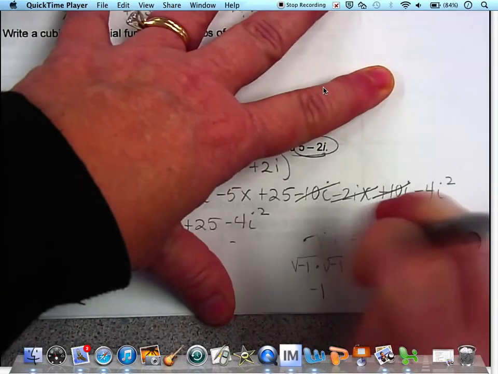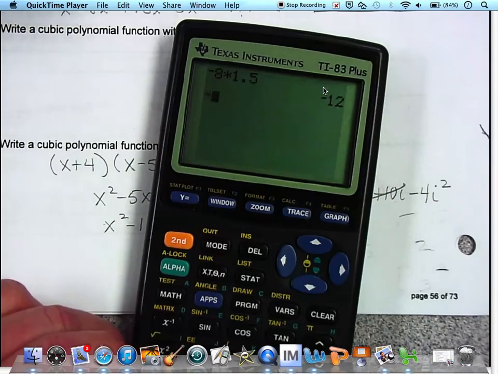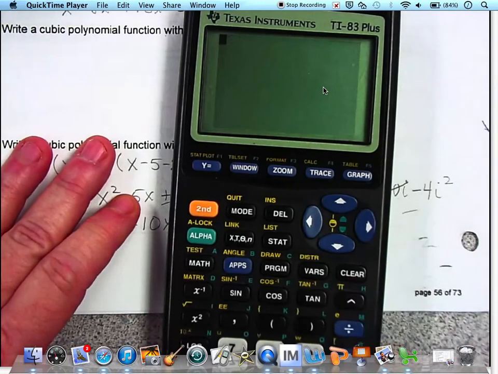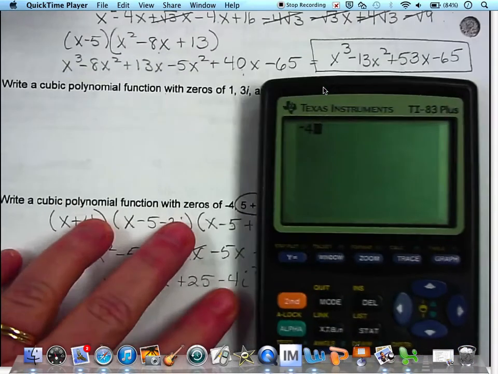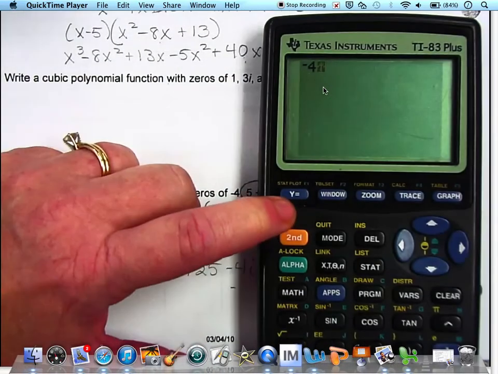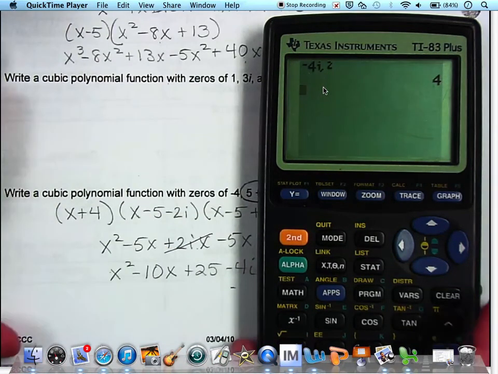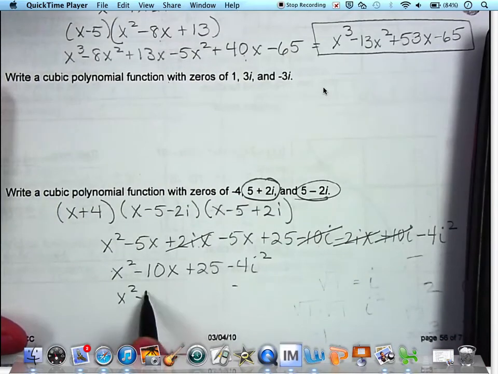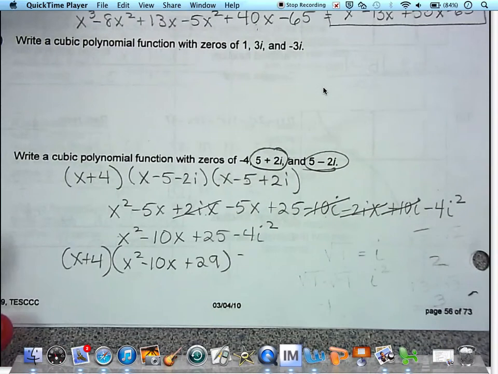If you forget, on your calculator you can do this. Type i squared times 4, and it equals negative 4. So you get x squared minus 10x plus 29, and then multiply that all by x plus 4. Will your calculator do that for you? No, it won't do anything with an x in it.